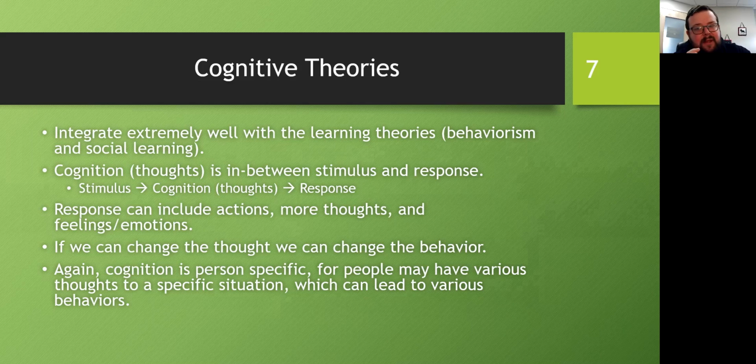So again, similar to behavioral elements, if I change the thought, then that can influence the behavioral equation. If we change the thought, we're going to change the behavior, and vice versa. Cognition is going to be person specific, where people may have various thoughts to a specific situation, which can lead to various behaviors. So that's a big overwhelming theme of this: how someone responds to something is going to be person specific. If you want to modify that behavior, you're really going to have to understand that person. There's going to have to be a knowledge of their awareness, their likes, their dislikes, etc. That's the best way we can influence behavior.